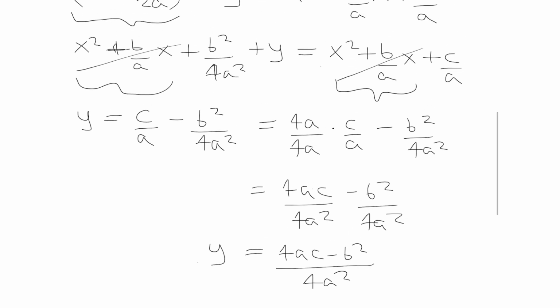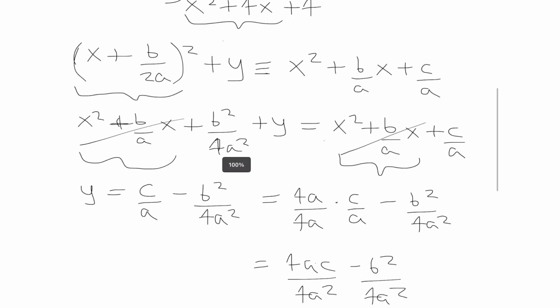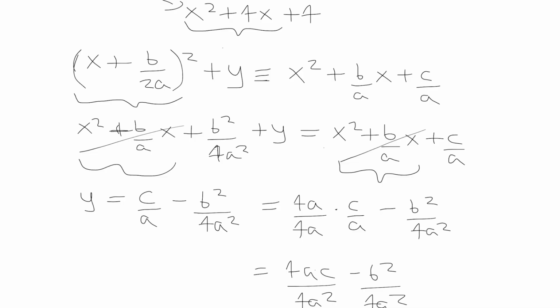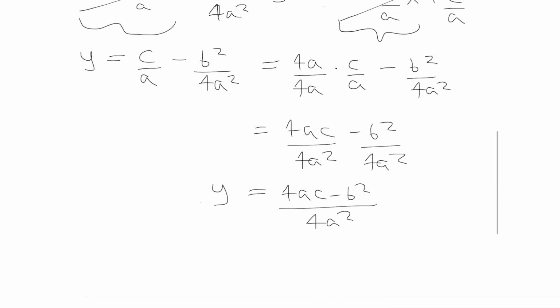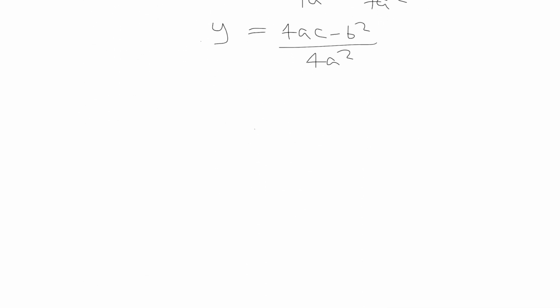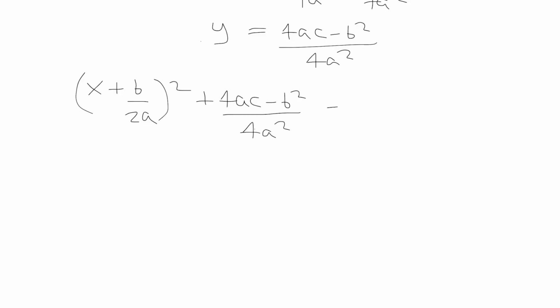So let's just remind ourselves what we originally had. We had x plus b over 2a all squared plus y. That is how we now want to write this generic quadratic expression. So we have x plus b over, not b over a, b over 2a, all squared, plus y, which is 4ac minus b squared over 4a squared, and this is equal to 0. Now that it's in this form, it's going to be a lot simpler to solve.